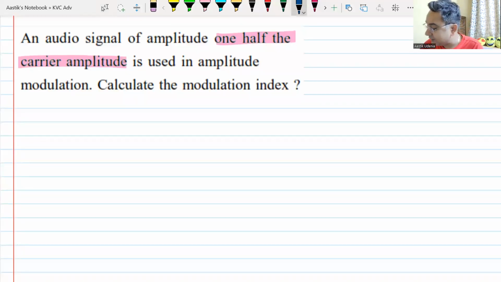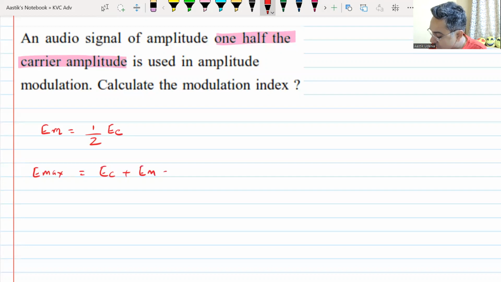Half is correct, my dear friends. Well done. So what is given in the question? In the question, it is given that E_M, the audio signal, is half of E_C. Yes or no? Yes, sir. Now I can write E max value is E_C plus E_M. So I can write it as 3 by 2 E_C. Yes or no? Yes, sir.